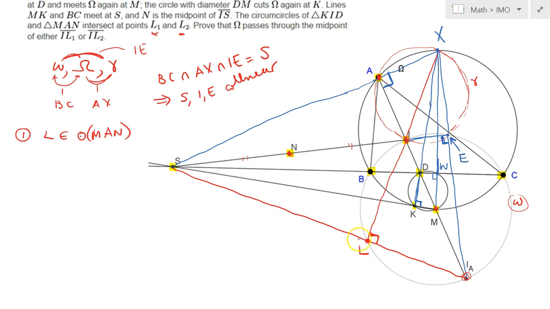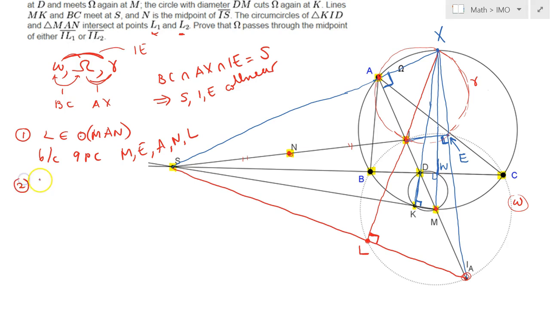L is one of them, obviously. E is another one, so that 9-point circle will go through these points. So let me write that down. Because the 9-point circle goes through the points M, E, A, and obviously L as well. So this part is easy.